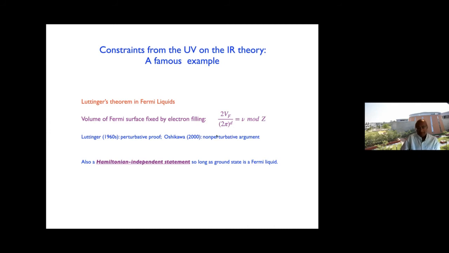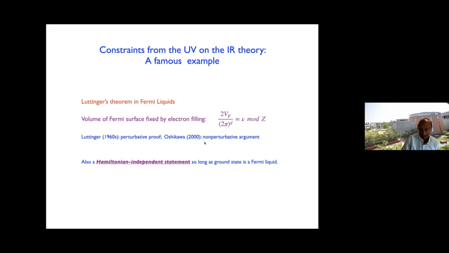This statement is obvious if you have free electrons. In the free Fermi gas, the volume of the Fermi sea is just set by the density, even in the presence of bands and so on. But it's also true in Fermi liquid theory for strongly interacting electrons, so long as the ground state is a Fermi liquid. And this was proved to all orders in perturbation theory by Luttinger, using the kinds of things that Subir discussed in his talk, the existence of the Luttinger-Ward functional and things of that sort.